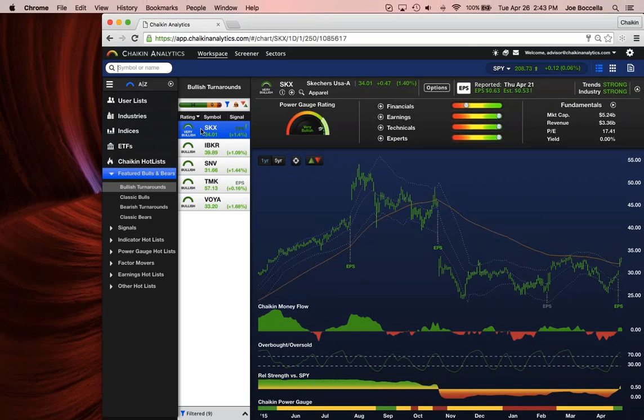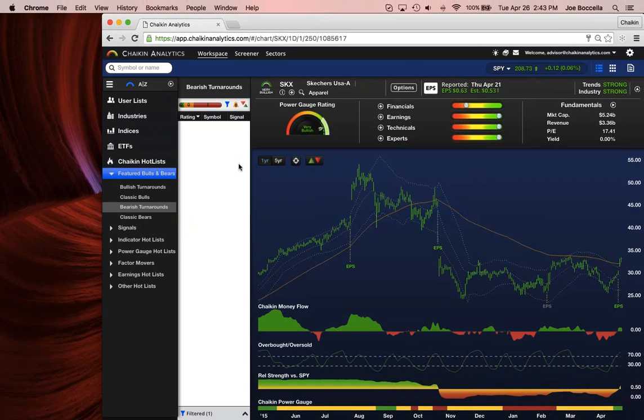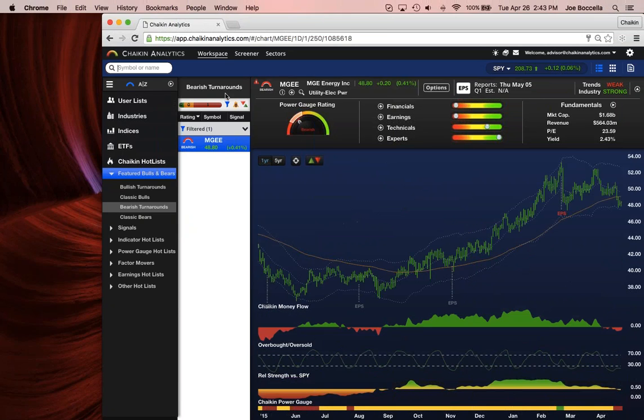Same applies here for the rest of these bullish turnarounds, and then of course for bearish ones, if you're looking for classic bears. Not too surprised to see that there aren't a ton. There's only one listed here, MGEE, a utility stock. Hint, hint. I think we were looking at that as one of the sectors that is starting to tail off a little bit. You can see it's below its long term. Money flow has turned, Power Gauge rating is bearish, relative strength is dropping off. So you're certainly not thinking about this as a buying opportunity, right?